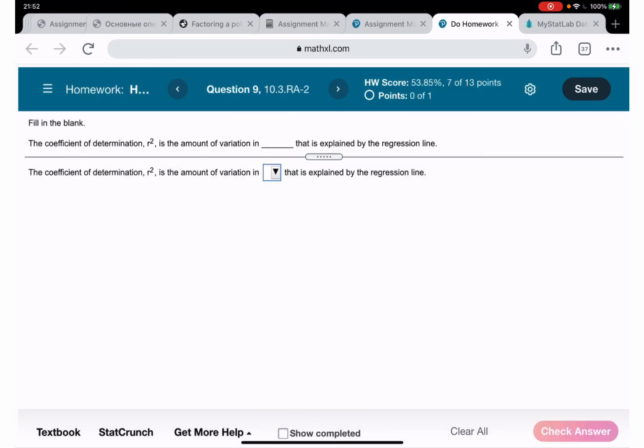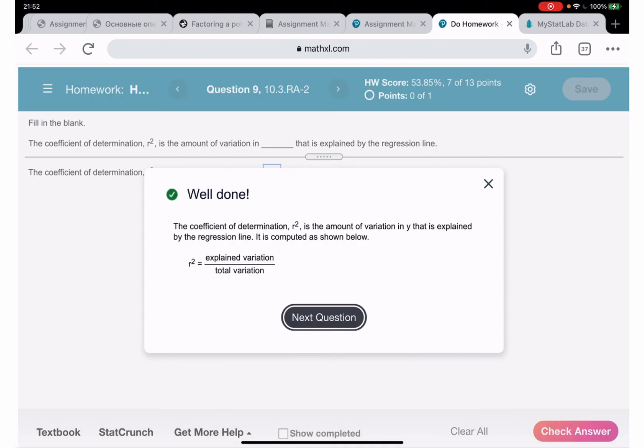Question number 9. Okay, what do we have here? The coefficient of determination r squared is the amount of variation in y that is explained by the regression line. So the coefficient of determination belongs to y, it is the amount of variation in y that is explained by the regression line.